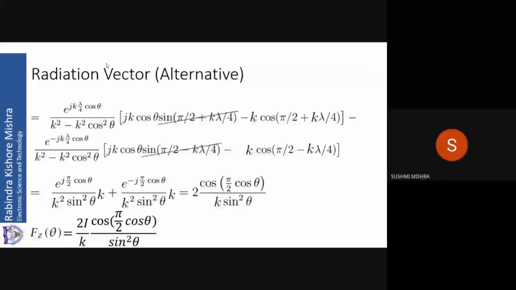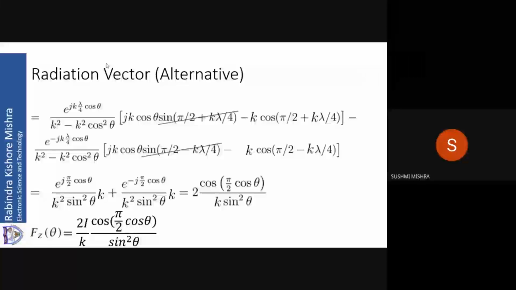Similarly, when I put the lower limit, it is sine pi by 2 minus pi by 2, because k lambda by 4 is pi by 2. So sine pi by 2 minus pi by 2 is again 0. Sine 0 is equal to 0. So this term will also go. So these two terms are 0. Then we are left with what?